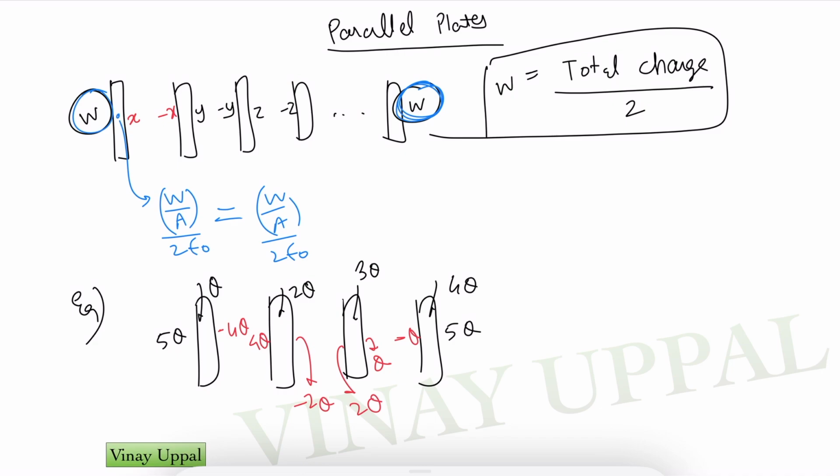So I hope you've understood how to quickly distribute the charges on a system of plates. First step is always to write the outermost charge on the outermost plate using this expression.